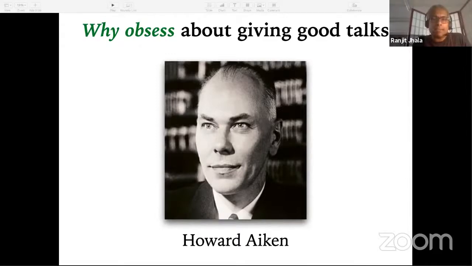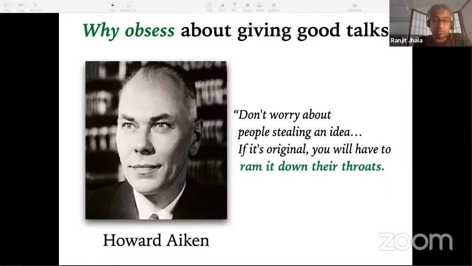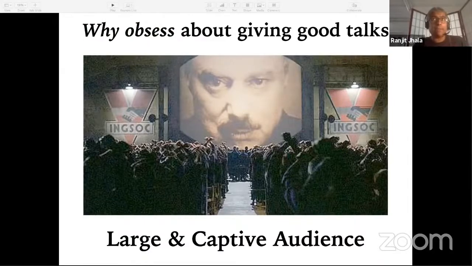And Howard Aiken had this piece of advice about research, which is, he said, don't worry about people stealing your ideas. If it's an original idea, if it's actually an interesting idea, you will have to ram it down their throats. Okay, so this was Howard Aiken's advice. You don't want to keep your research or your ideas to yourself. If the idea is any good, you are going to have to do a lot of work spreading the word. And to me, a talk is the best way to spread the word. You essentially get a fairly large and captive audience, and I'll come back to the subject of large and captive in just a second.